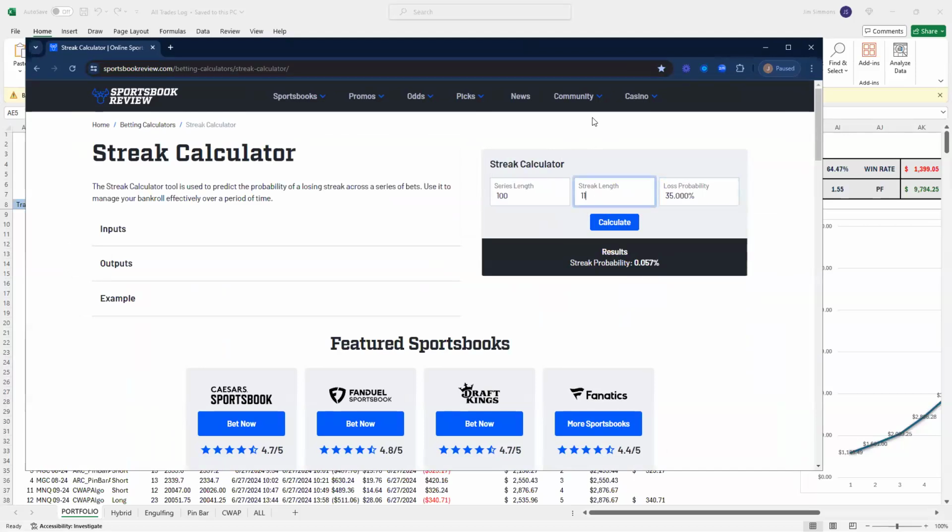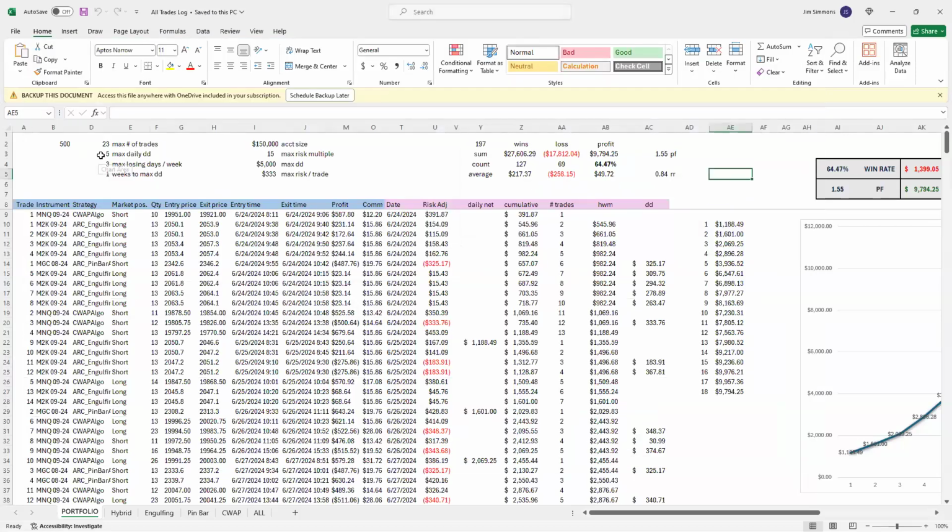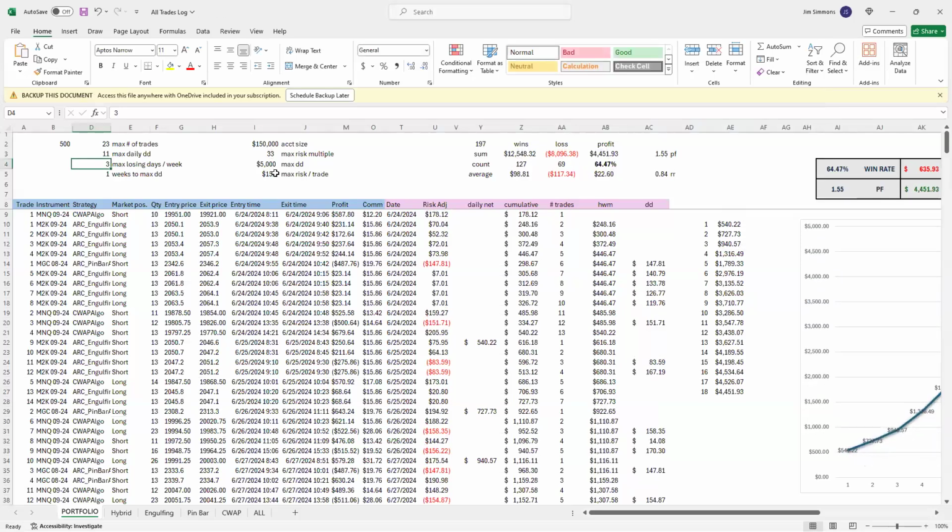0.5%. So 0.5% is pretty low odds, right? So let's just say we put this at 11. The max I want to lose in a day is 11 trades. Now remember, we're not coming up with this first. We're coming up with these numbers first, which tell us how much to risk. So let's keep going here. Let's say max loss for you is 11 trades.